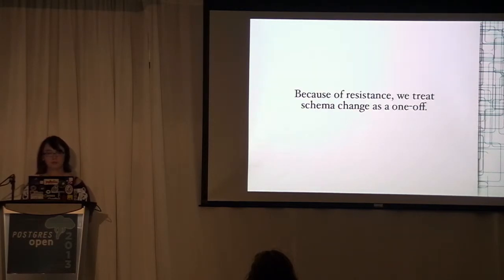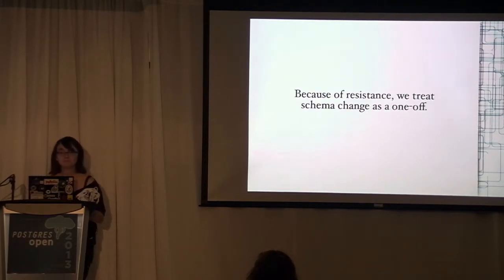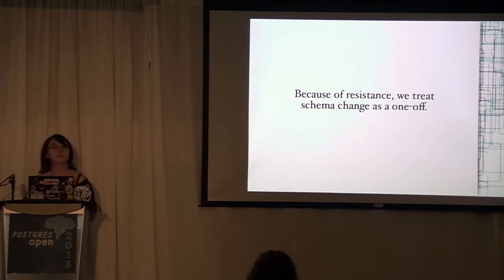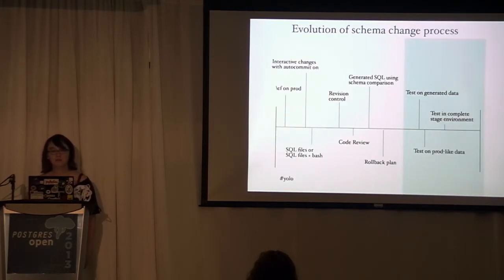So how do we typically make changes to schemas? Well, because of that resistance, most people often treat schema change as sort of like a one-off process. Like, we're not going to do this very often, so let's just wing it. And so I came up with this to sort of describe the evolution of schema change. I don't know if you can read all of that, but my favorite is the \ef. Do you know about \ef?